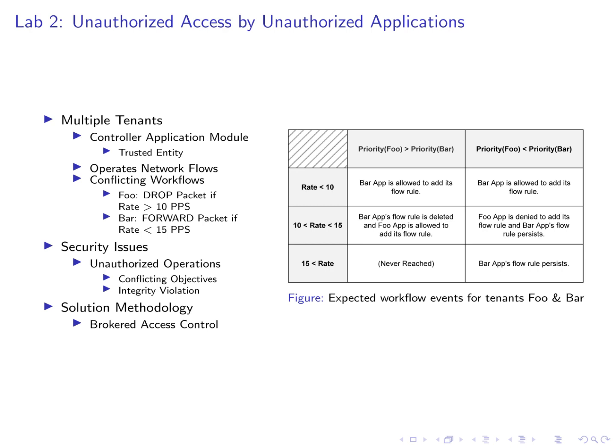Given two tenant applications foo and bar, the students are instructed to develop a controller module to broker the task of installing flows for them. Given the conflicting nature of their workflows as shown, the students are required to adopt a priority or integrity heuristic across them in order to break ties between their operations, such as shown in the figure.